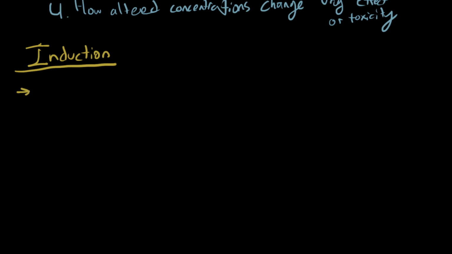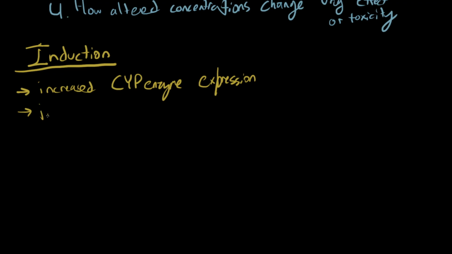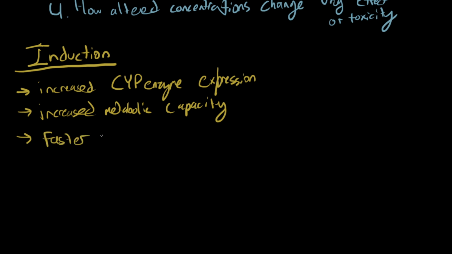If an enzyme is induced, you're going to notice increased CYP enzyme expression. So that enzyme's going to be more prevalent, more present in the system. It's going to metabolize more. You're going to have increased metabolic capacity, either because that enzyme is more numerous or because that enzyme is more efficient, and so it's able to metabolize more. As a consequence, you're going to have faster drug metabolism.